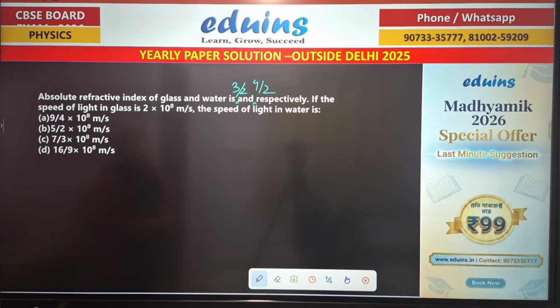If the speed of light in glass is 2 into 10 to the power 8 meter per second, the speed of light in water is, option A is 9 by 4 into 10 to the power 8 meter per second. Option B is 5 by 2 into 10 to the power 8 meter per second. Option C is 7 by 3 into 10 to the power 8 meter per second. And option D is 16 by 9 into 10 to the power 8 meter per second. So what will be the answer of this numeric? Anyone?